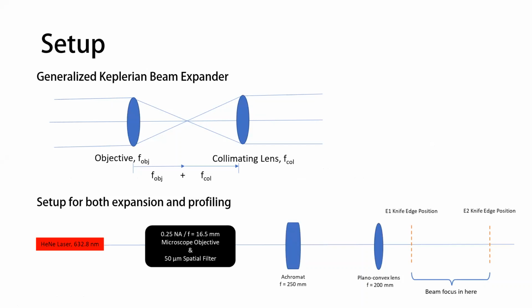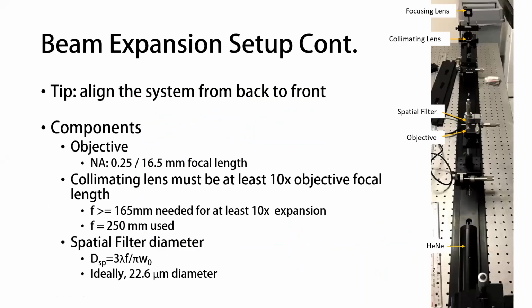The bottom figure shows the setup used for both the beam expansion and the beam profiling to determine if the 1/10 magnification factor was achieved. This shows the setup. It contains the same elements drawn for the beam expansion.